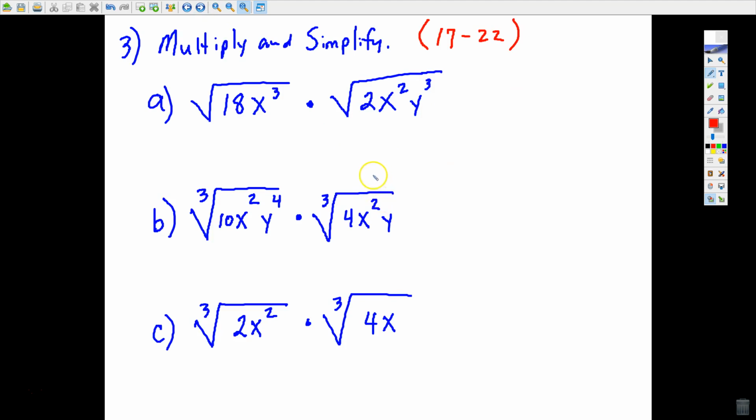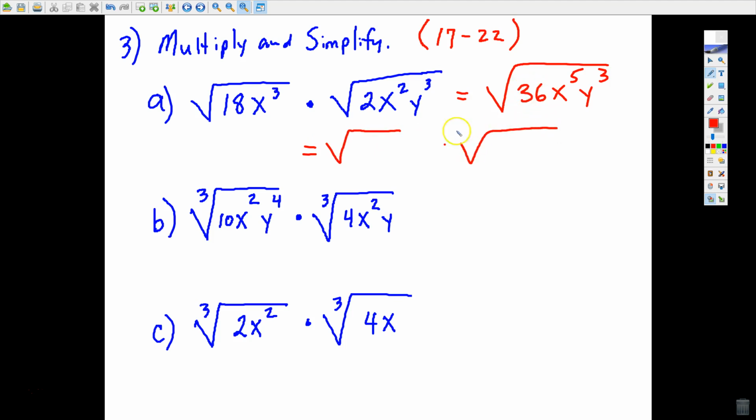Okay, this is just more of the same. We're going to multiply first, and then we'll simplify. So when I multiply these together first, I get the square root of 18 times 2, which is 36. X to the third times x to the second is x to the fifth, and then y to the third. Okay, so now let's work on simplifying using our two radicals as factors.